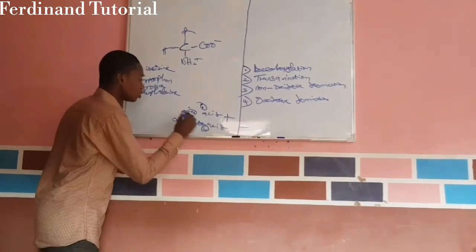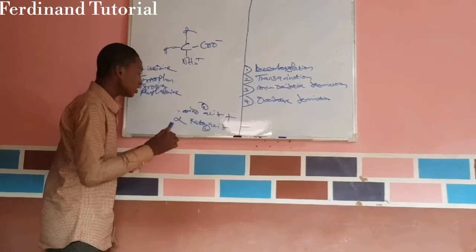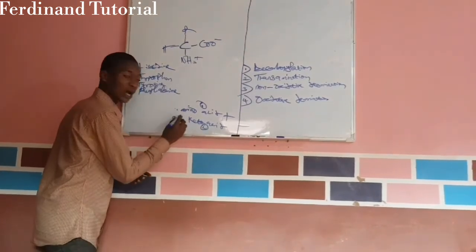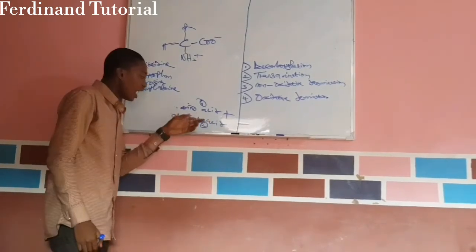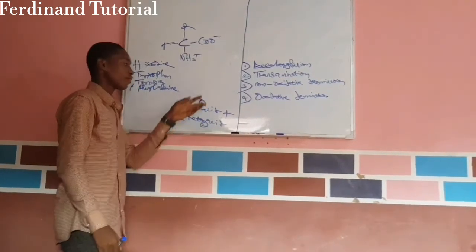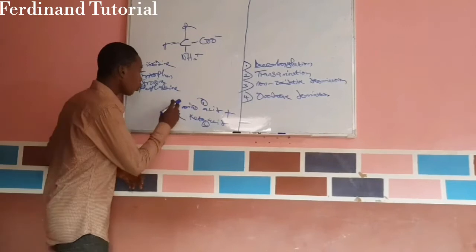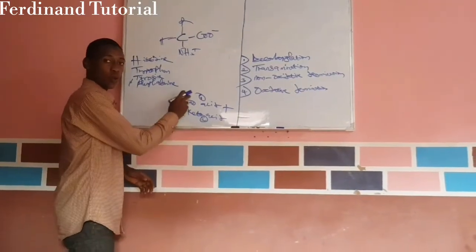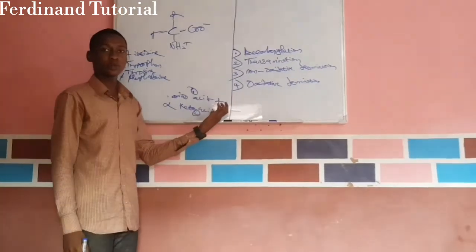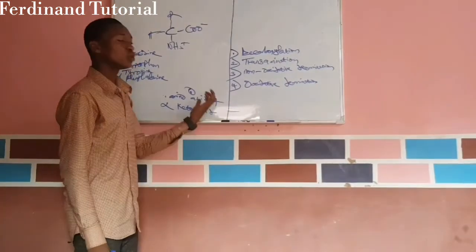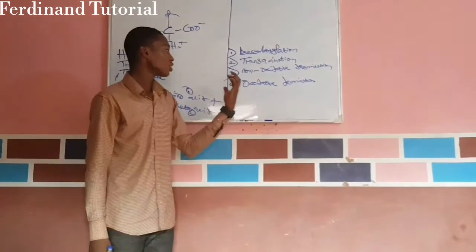Now, there is an amino group here. This amino group will be transferred to this keto acid, forming a new amino acid here. And the functional group here will also transfer here, forming a keto acid. That means 1 will become 2 and 2 will become 1. That is what we call transamination. And the enzyme that is responsible here is what? Aminotransferase, or transaminases.